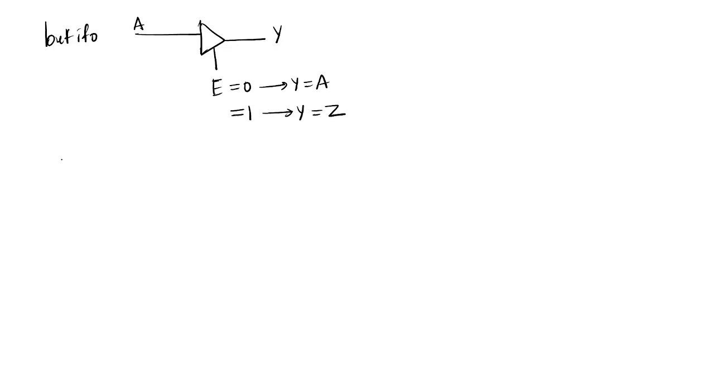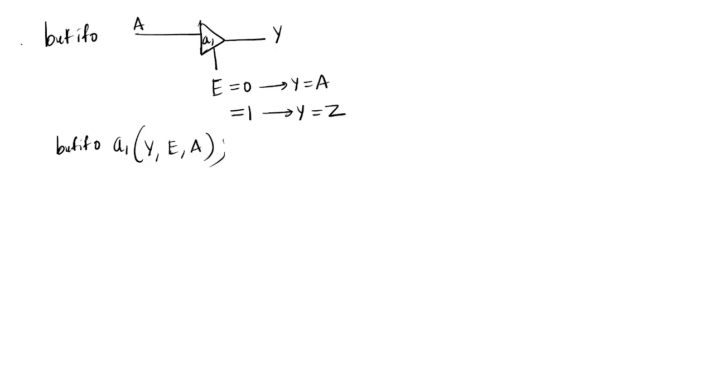So how to write this buff if 0? You should write buff if 0, then the instance name, let us take a1, followed by output comma input. You can consider enable as an input only, so input E comma A. Okay, so this is buff if 0.